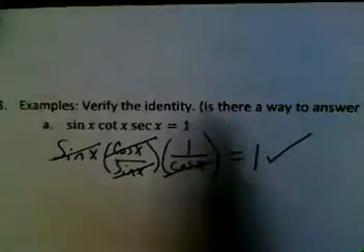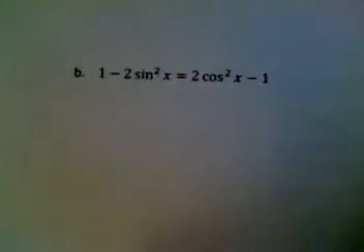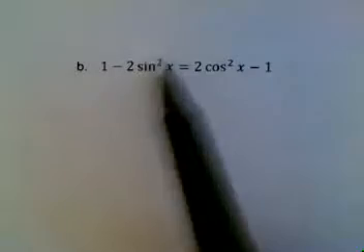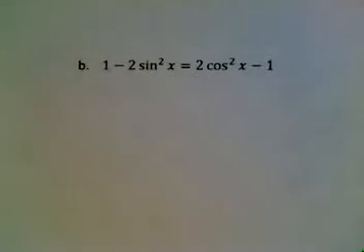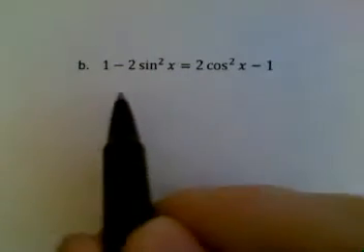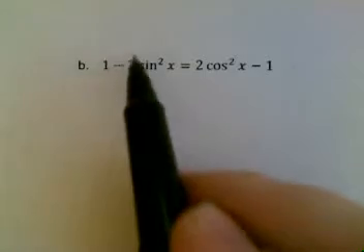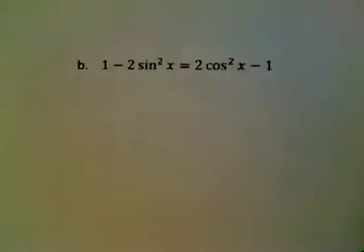Let's take a look at the next one. Now, this one used changing all to sines and cosines. This next one actually gives us a bunch of squared things, and that might be important. The fact that we have squared things with a plus or minus 1, there's a number of different ways to prove this particular identity.